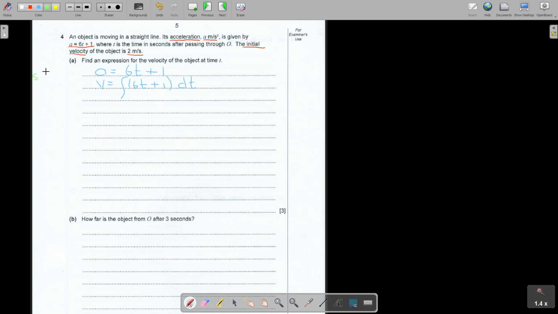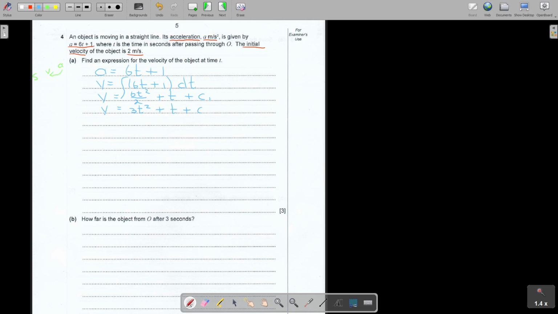But I think this is very easy, and I'm coming back, so I'm going to integrate. Basically, I'm just going to integrate now, and I'm going to get 6 times t squared over 2 plus t, and I call it c1. Let's just call it c1 first. And now if I simplify this, I get 3t squared plus t plus c1.